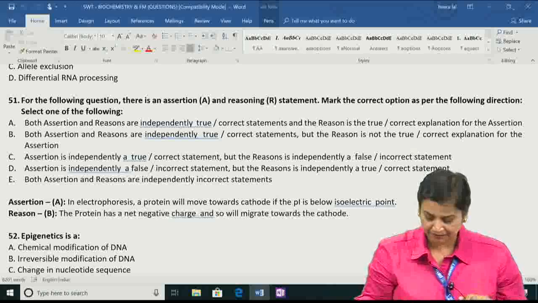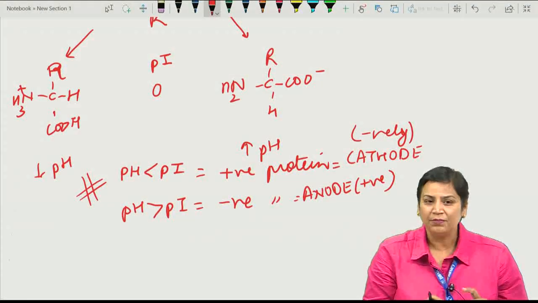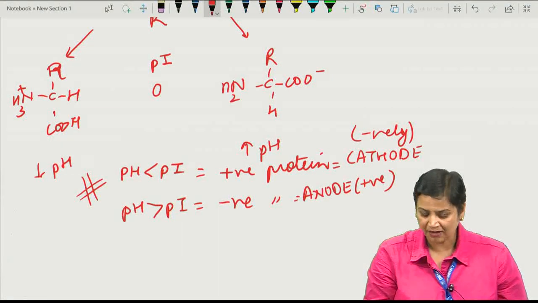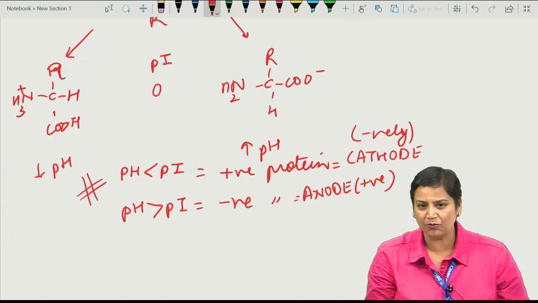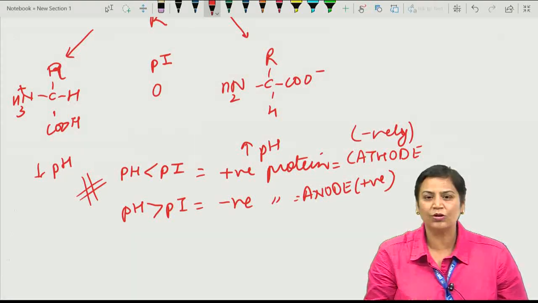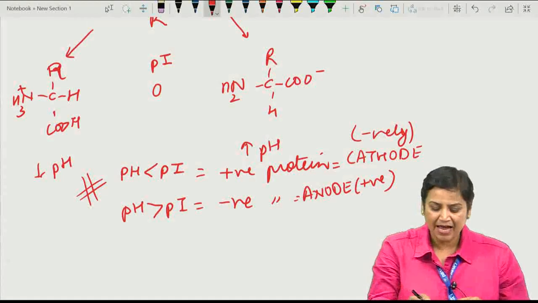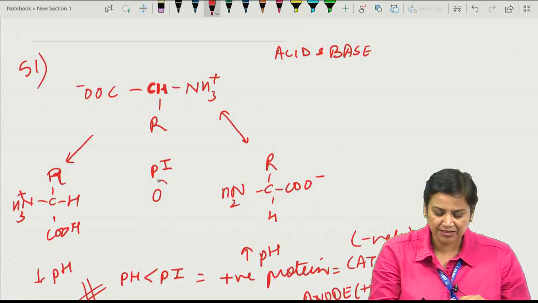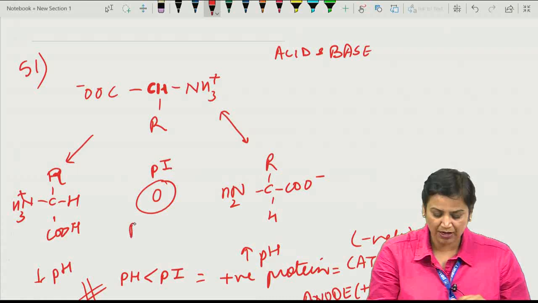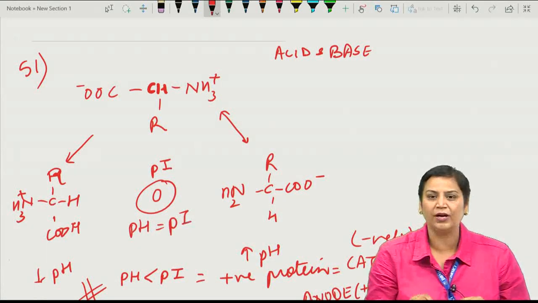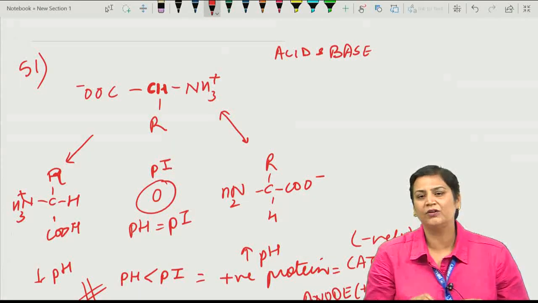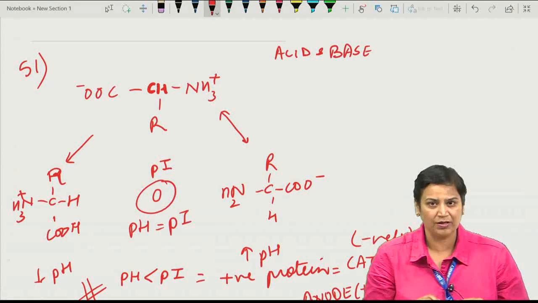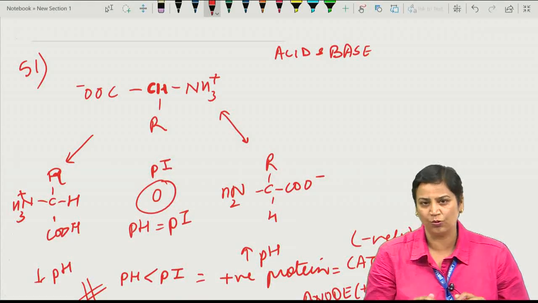So we can say whenever pH is less than pI, the movement is like this, and when it is more than this, the movement is like this. And this is the zwitterionic structure when the net charge is 0, which is also known as the neutral pH or isoelectric point. At this point we can separate a particular amino acid, and every amino acid has a specific pI of its own.